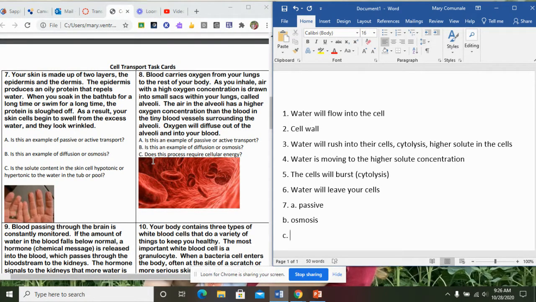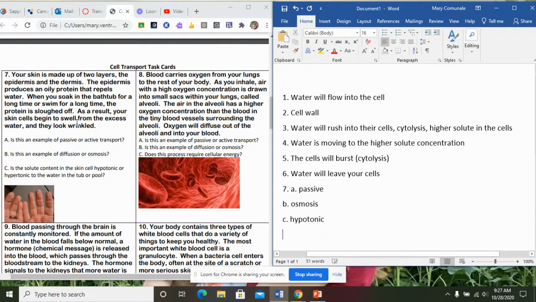Is the solute content in the skin cell hypotonic or hypertonic to the water in the pool or the tub? Well, if the cells are going to be swelling, that means it's hypotonic. If your skin cells were shrinking, then it would be hypertonic.